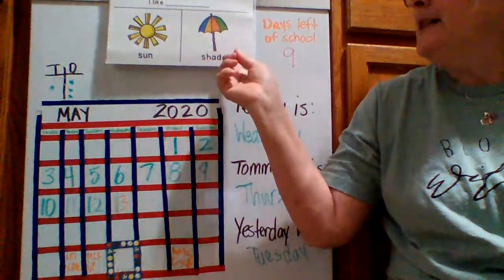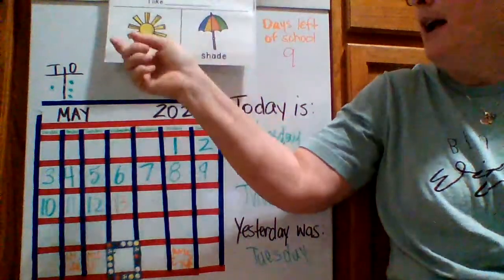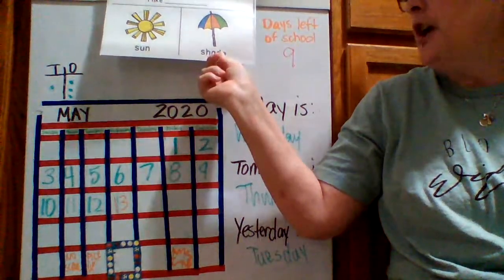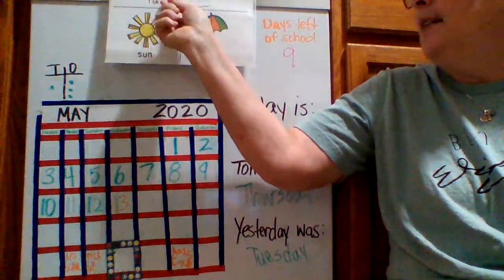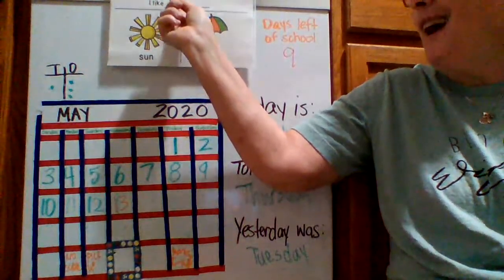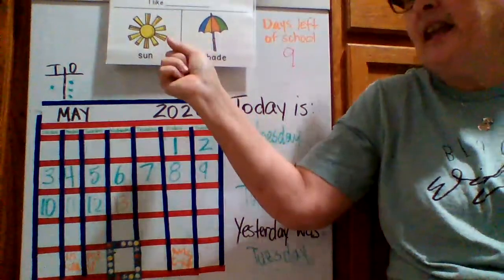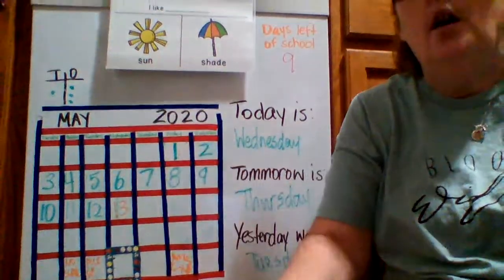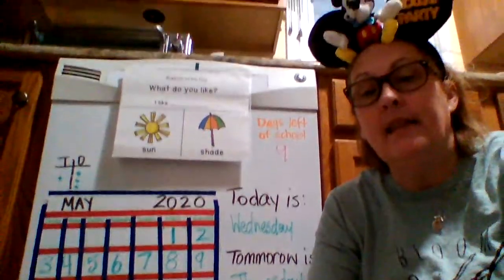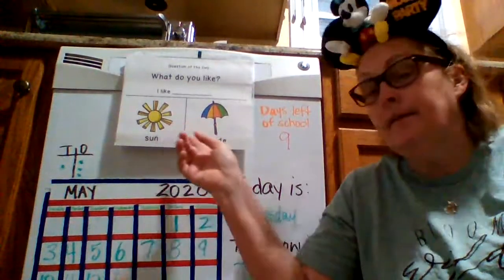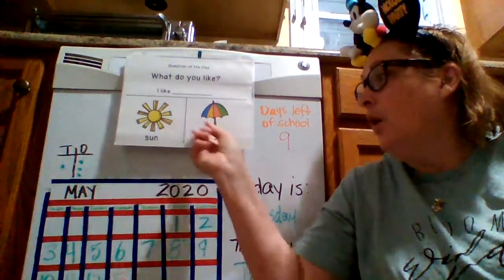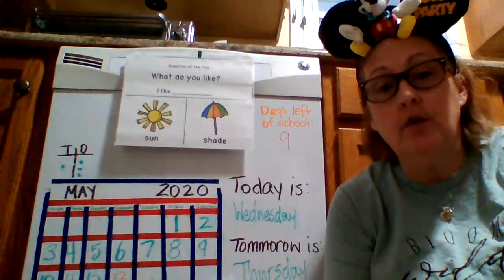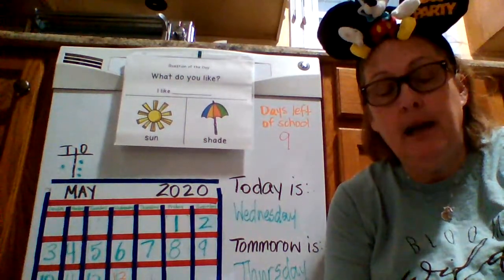Our sentence for the day is, what do you like? You can choose between the sun or the shade. You can say, I like the, you need to add the word the in there. I think it sounds a little better if you do. I like the sun or I like the shade. Remember to put your spaces between your letters, your words, and put a period at the end.